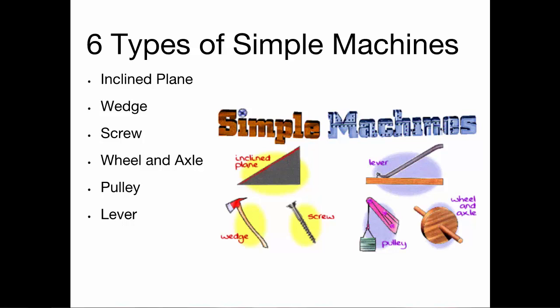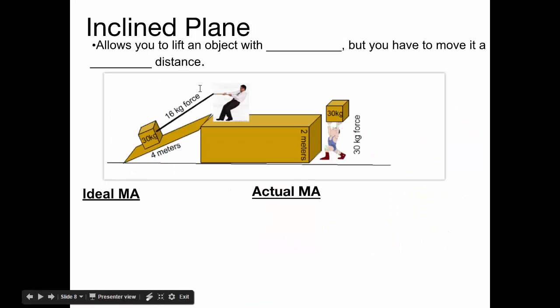And for each of those simple machines, we're going to talk about how we determine their mechanical advantage. How much are they helping you? How much easier do they make your work? All right. So today we'll talk about inclined planes. An inclined plane, sometimes called a ramp, allows you to lift an object to a certain height with less force, but of course you have to apply that force for a greater distance.